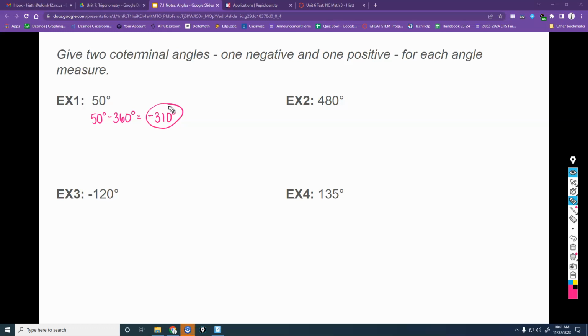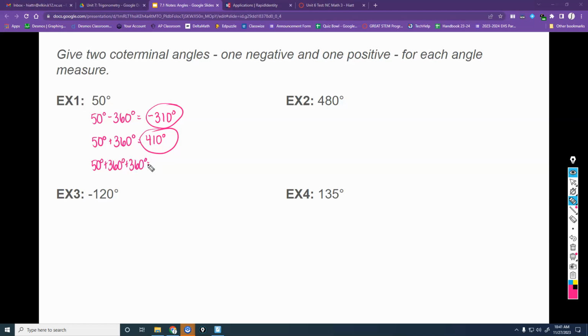It asked me for another positive coterminal angle. So if I want a positive coterminal angle, I'd have to take 50. I'd have to add 360. Now this one's going to be bigger than 360, obviously, but I'll get 410. Okay? Those don't have to be the answers. They're just the easiest ones to get to, right? If I wanted to, I could do 50 plus 360 plus 360. I could add 360 two times.